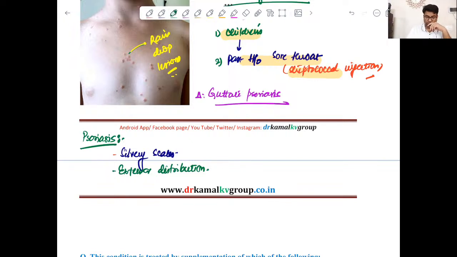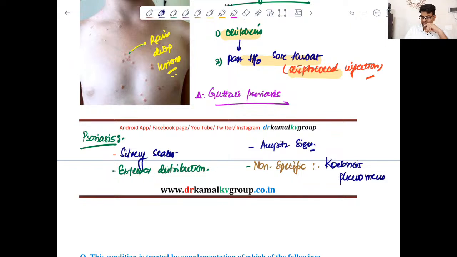Then third, which you should remember for psoriasis, is the Auspitz sign. If you remove the scales, there are pinpoint bleeding spots. That is Auspitz sign, and it is specific. There is one non-specific term, and that is Koebner's phenomenon. I think most of you must know what Koebner's phenomenon actually is.